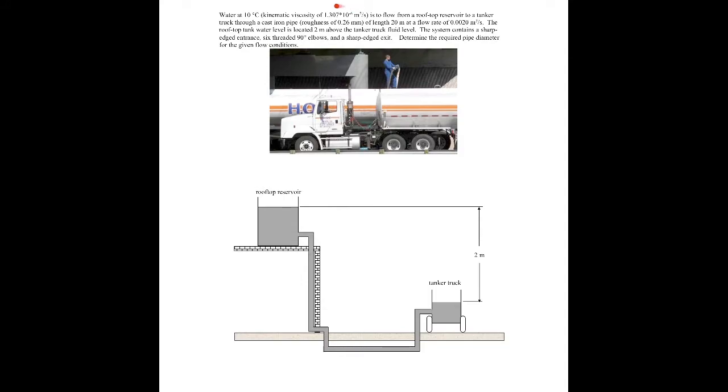We're given the conditions of the water, what the kinematic viscosity is. We're told that it's transferring through a cast iron pipe with a given roughness. We're also told the length of the pipe, and the flow rate through the system. And we're also given some information about the minor losses, like the sharp-edged entrance, and there's 6 elbows and a sharp-edged exit. We're trying to find the required pipe diameter for the given flow conditions.